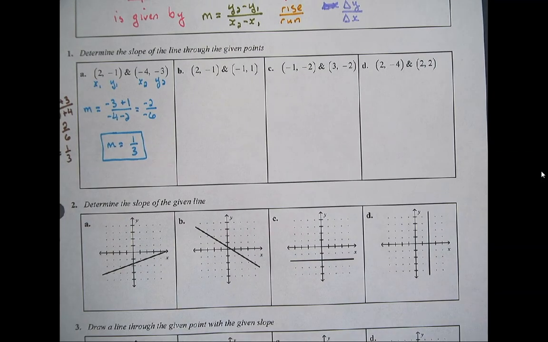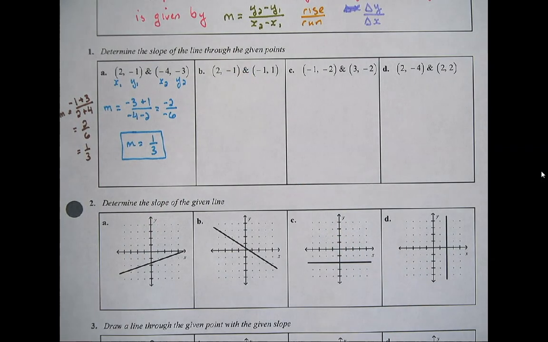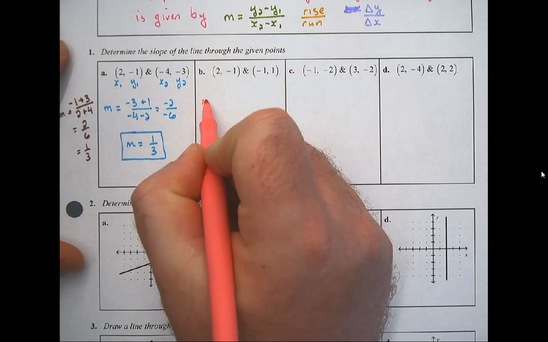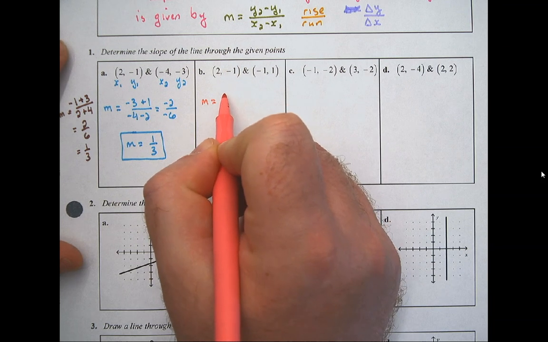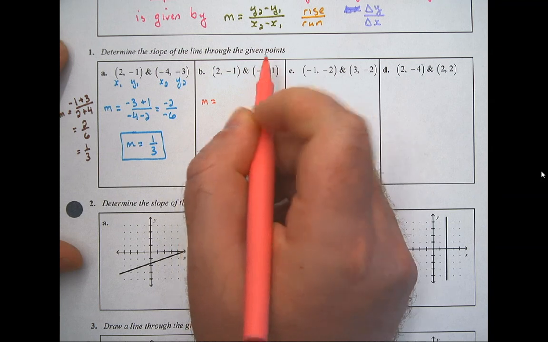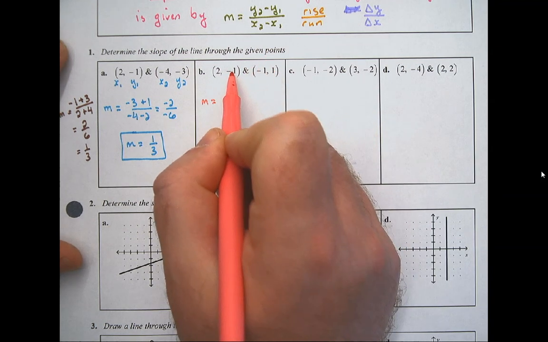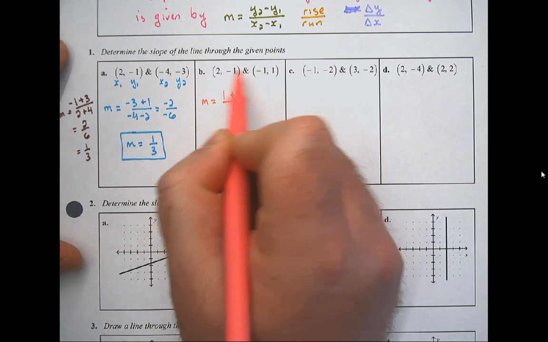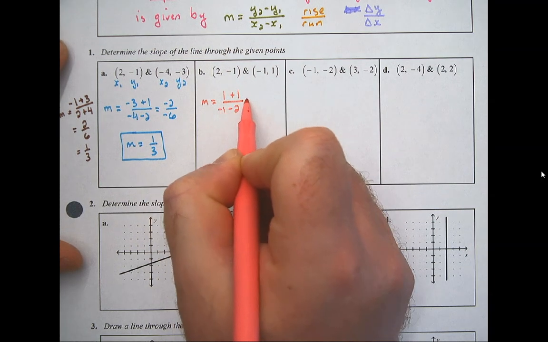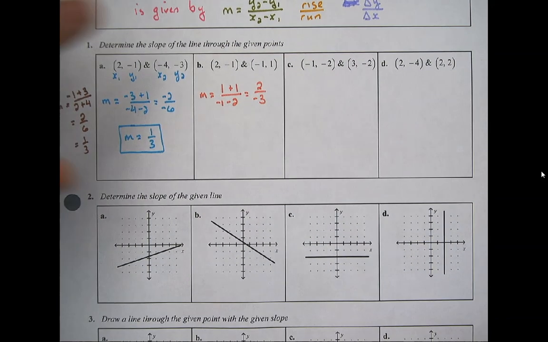So in this case, I'm going to go backwards. I think on your sheet, I actually have these flipped around. So I'm going to do it the way that your sheet looks. So that would say m equals, this is actually y2, so that would be negative 1. No, I got it right. So 1 minus a negative 1 would be 1 plus 1 over negative 1 minus 2. So we'd get 2 over negative 3. I didn't flip those around after all.